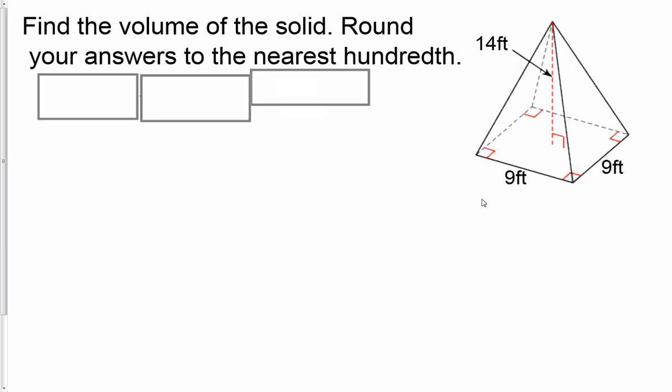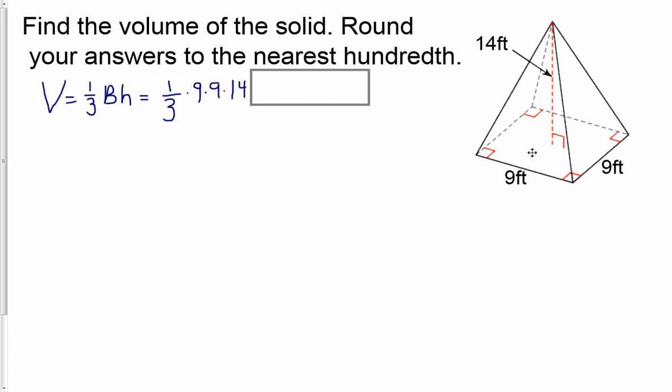Next one, we're back to a nicer, simpler shape. We've got 9 by 9 on the bottom, 14-foot height. Try this one on your own. And our answer is 1/3 base times height is 1/3 9 squared times 14, giving you 378 feet cubed.